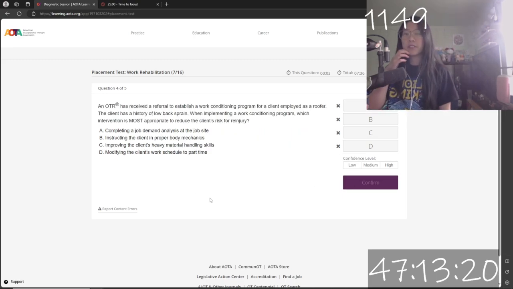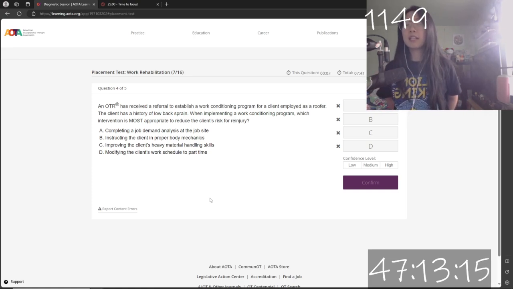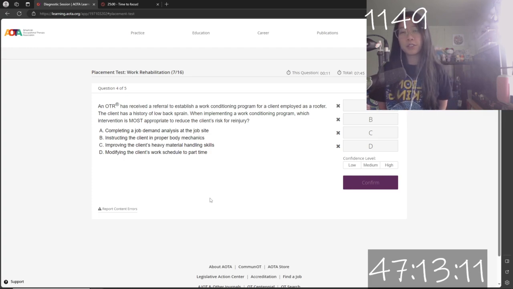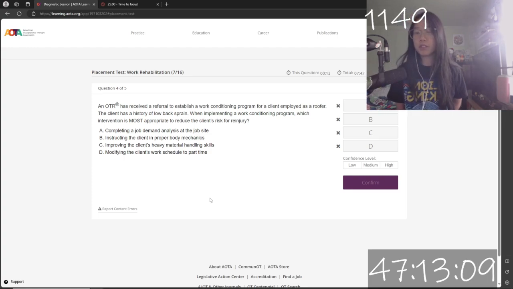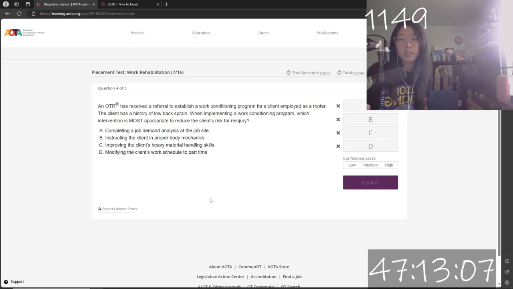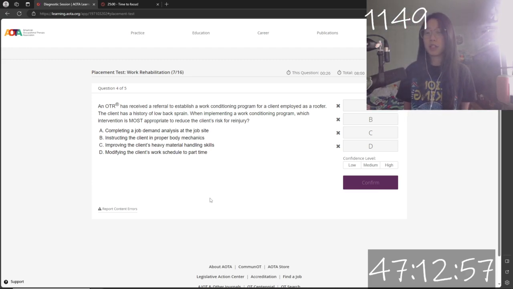An OTR has received a referral to establish a work conditioning program for a client employed as a roofer. The client has a history of low back pain. A roofer? Not to be confused with the woofer. Establish a work conditioning program for a client employed as a roofer. The client has a history of low back sprain. When implementing a work conditioning program, which intervention is most appropriate to reduce the client's risk for injury?